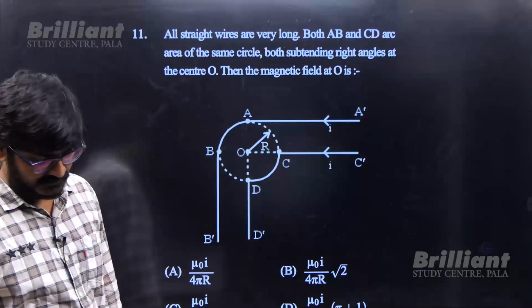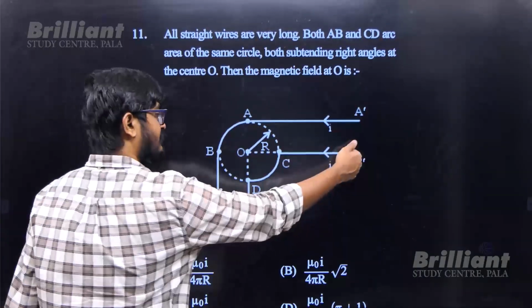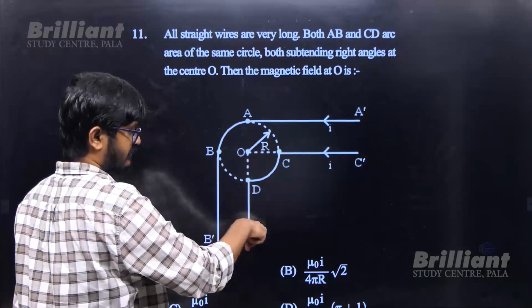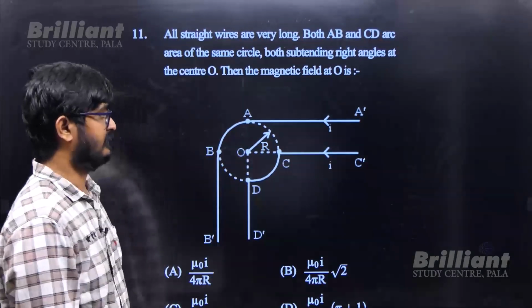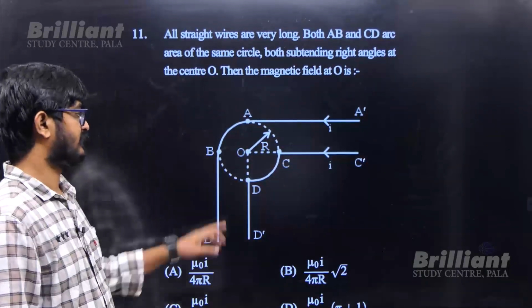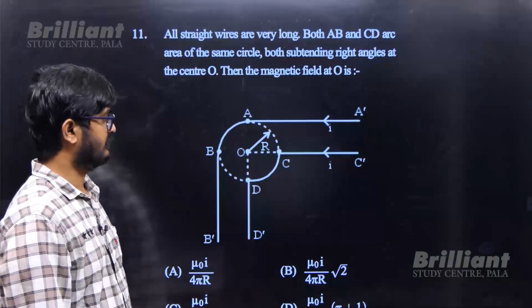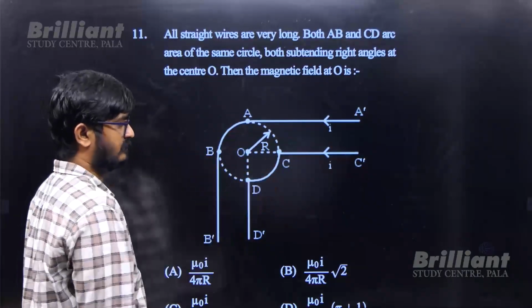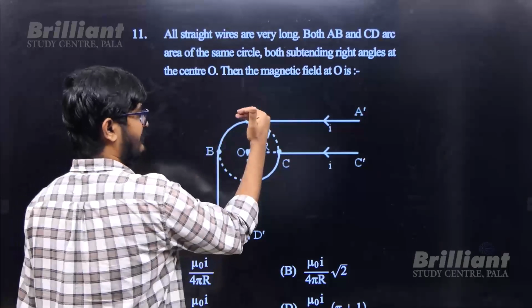Now you can see this is passing through the center, so the field will be 0. This is also passing through the center, so the field will be 0. This is not passing through the center, so you can use your formula. This is not passing through the center, so you can use your formula. And this is an arc, so you can use the formula, or you can see nicely that they will get cancelled.